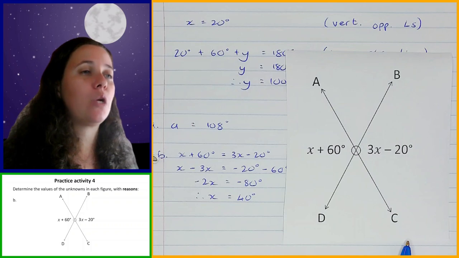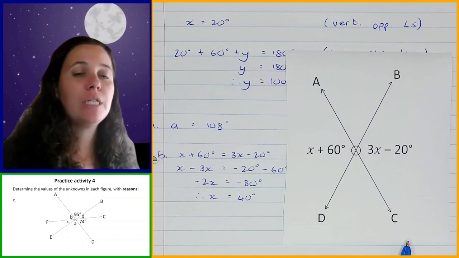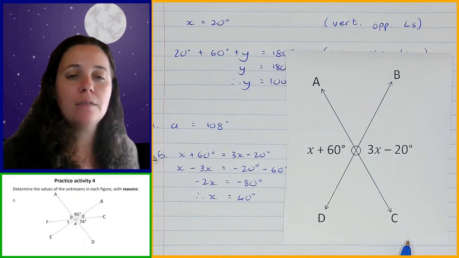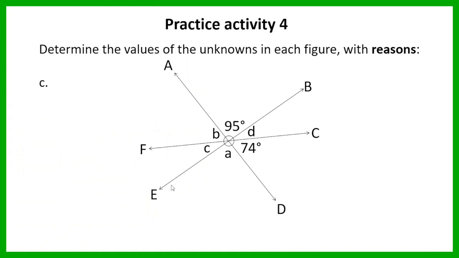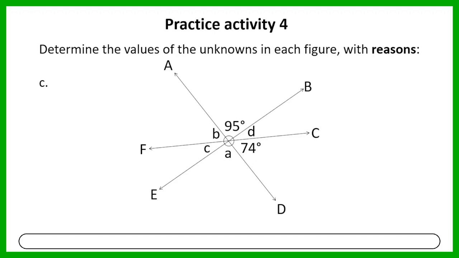Now let's go and look at question C. Now in this one over here, we have got three straight lines that are intersecting each other. I've got AD, BE, and FC all intersecting at the point O. You need to work out the value of A, the value of B, the value of C, and the value of D. Okay, so I'm going to give you 2 minutes to work on this problem.